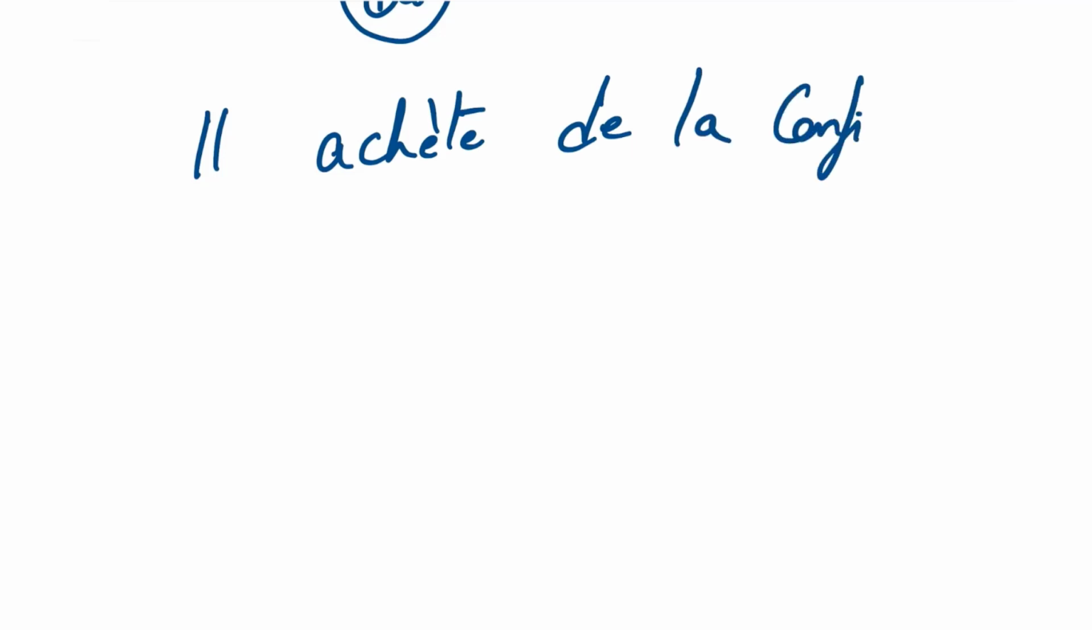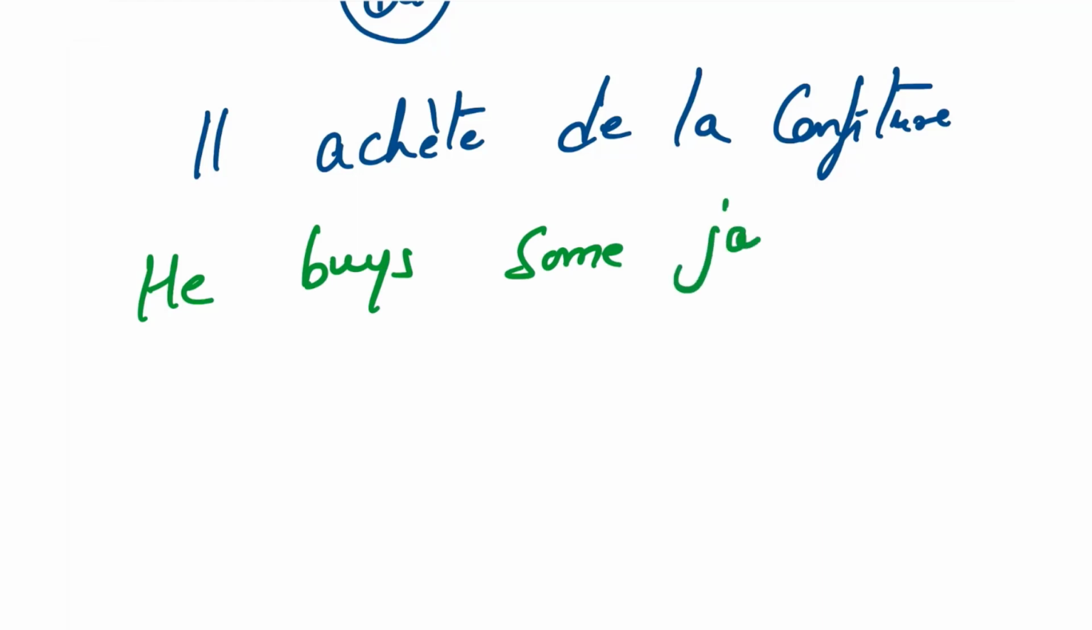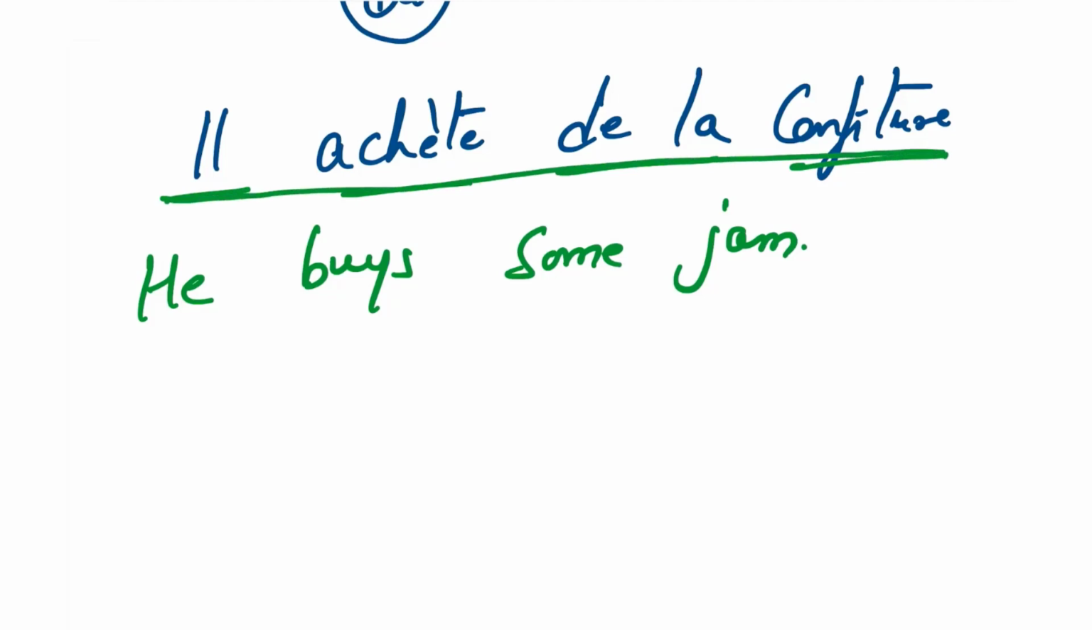Il achète, he buys, de la confiture. So here, the meaning is he buys some jam. Okay? He buys some jam. Il achète de la confiture. Okay? Now, confiture, jam, is feminine. This is the reason we have used de la over here. Let's take the next example now.